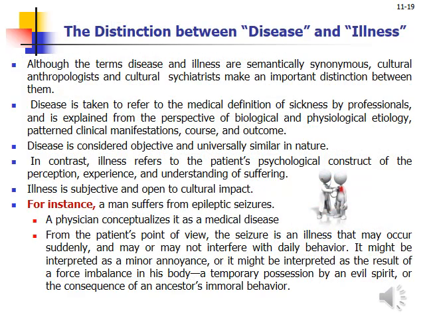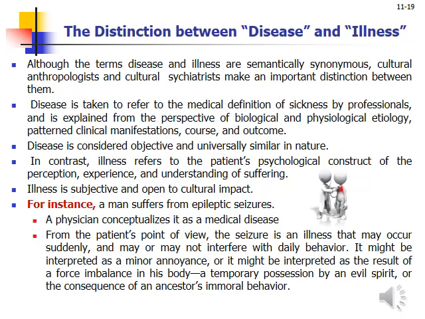The distinction between disease and illness. Although the terms disease and illness are often used as synonyms, cultural anthropologists and cultural psychiatrists make an important distinction between them. Disease is taken to refer to the medical definition of sickness by professionals and is explained from the perspective of biological and psychological etiology, patterned clinical manifestations, course, and outcome. Disease is considered objective and universally similar in nature.